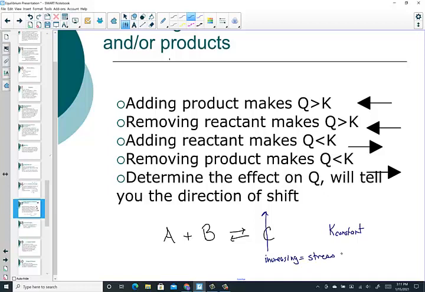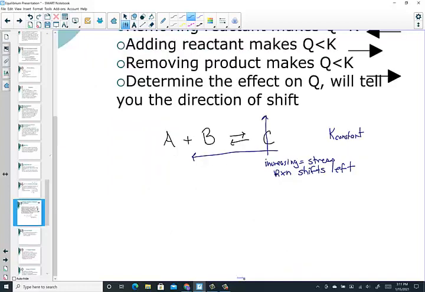Now, what's the opposite of more C? Well, that's less C. So the system is going to counteract that by shifting left to use up the excess C and reestablish equilibrium. If I increase the product, the reaction will shift left. And the reason is because the reaction quotient becomes larger than the equilibrium constant. So we want to reestablish by using up the excess C, which means pointing away from it. Pointing away consumes the excess product, making more A and B along the way.